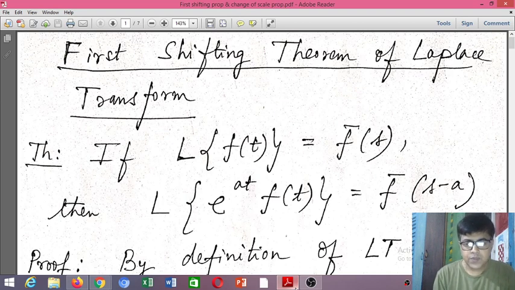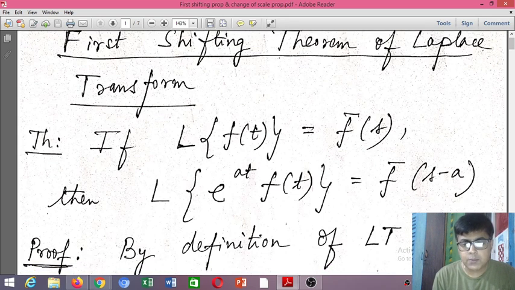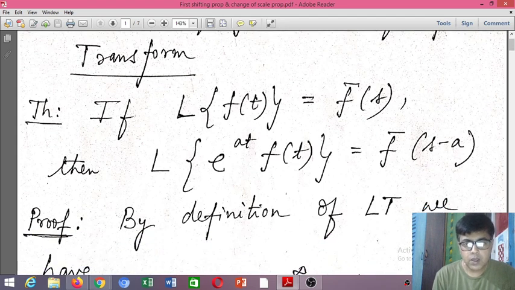Now as you can see, there is a shift of the origin towards the point a, and as a result the name is given shifting theorem of Laplace transform, because initially L of f(t) was F bar(s). When you multiply f(t) with e to the power at and then take the Laplace transform, it will be F bar(s minus a). So a shift takes place and therefore it is called the shifting theorem of Laplace transform. It's called first shifting theorem because there will be another shifting theorem known by the name second shifting theorem of Laplace transform, which I'll discuss in my later discussion. Now we come to the proof of this very important theorem.